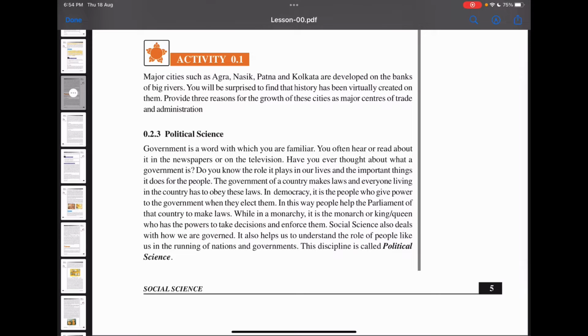makes laws, and everyone living in the country has to obey these laws. In democracy, it is the people who give power to the government when they elect them. In this way, people help the parliament of the country make law. While in a monarchy, it is the monarch, king or queen, who has the power to take decisions and enforce them. Social science also deals with how we are governed. It also helps us to understand the role of people like us in the running of nations and governments. This discipline is called political science.